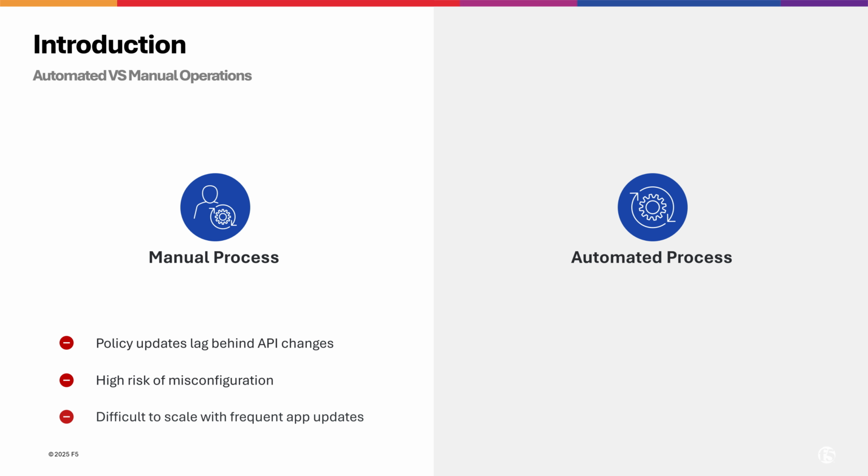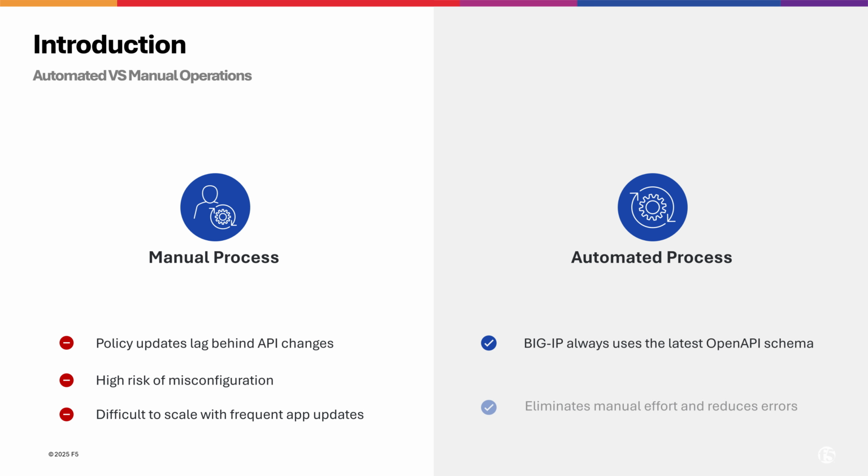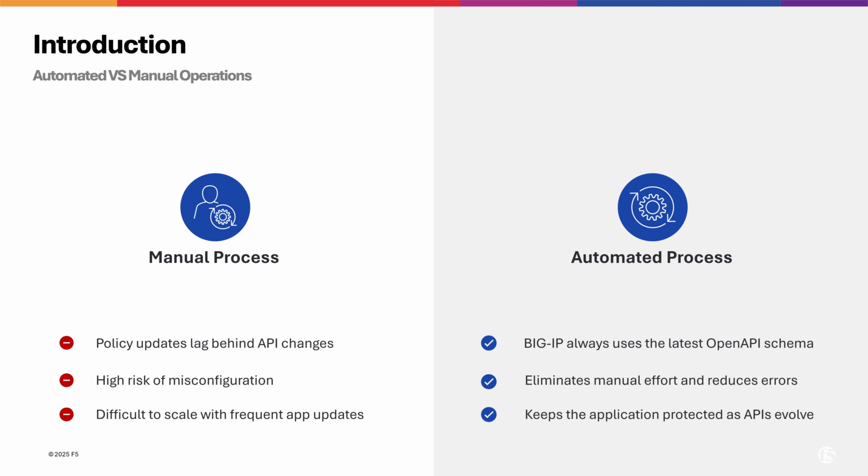Updating policies manually every time an API changes is slow, easy to get wrong, and hard to manage when applications change often. Automating the API protection process makes sure that BigIP always uses the latest API information. This reduces manual work, cuts down on mistakes, and keeps the application secure.